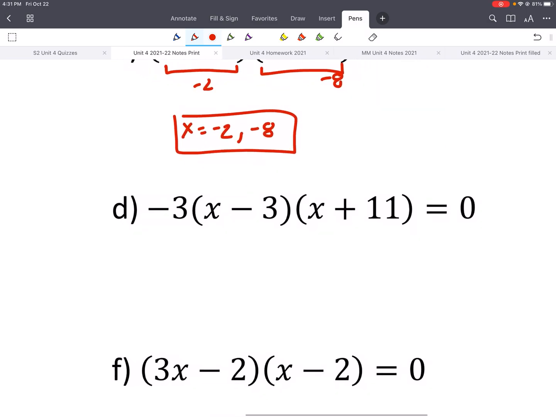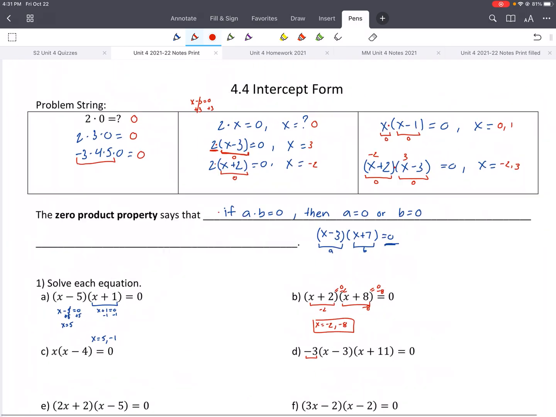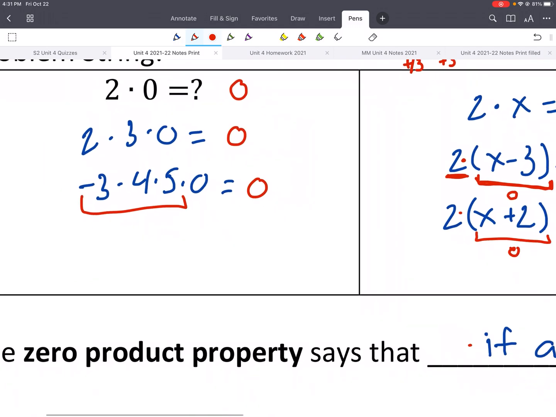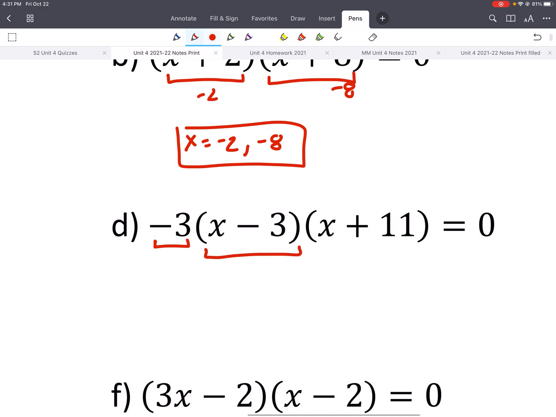All right, what about D? We have a coefficient, but just like some of those at the very beginning, it doesn't matter what else it is. If this is 0, then the whole thing's 0, or this is equal to 0, and the whole thing is 0. So our two solutions here would be positive 3 and negative 11.